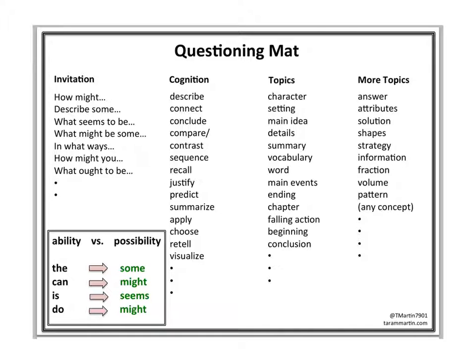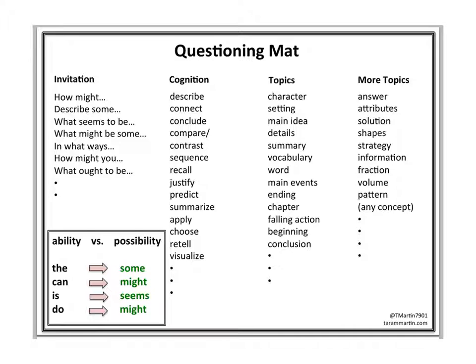These columns are flexible. Maybe you start with the cognition. Let's try this one. Describe some attributes of these 2 shapes. Describe some. We took this word here, some, and then we move to topic, attributes of these 2 shapes. Basically, you can manipulate this in any which way. The main thing to do is to move away from ability words and move to using more possibility words.